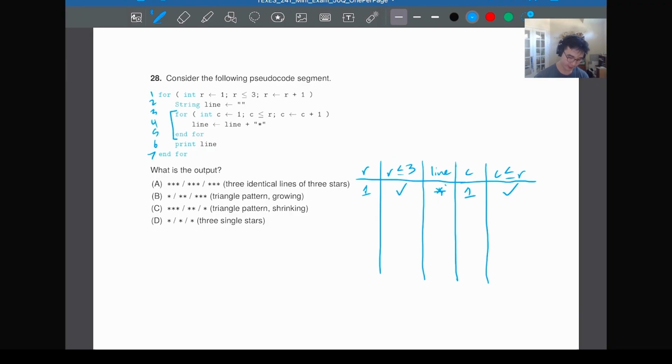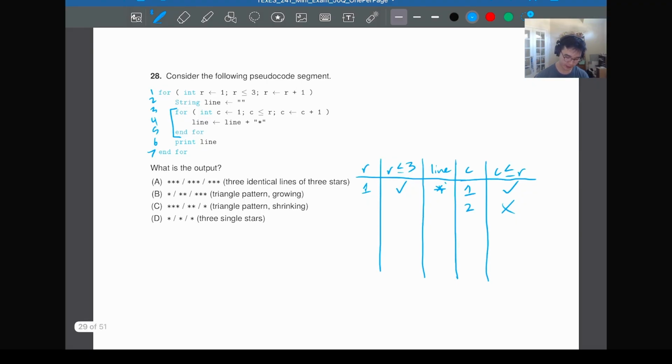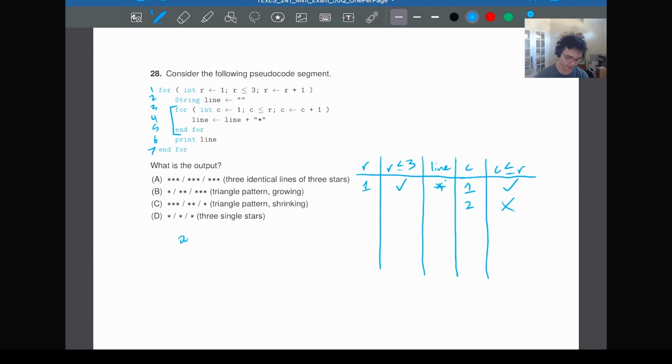Okay, so this is one for loop. I go to line 3 and I do C is now C plus 1. So C is now 2. And then I ask, is C less than or equal to R? 2 is not less than or equal to 1. So that is false. So I go to line 5. Because the condition is false, I exit my for loop. And now I go to line 6, and I print line. So what is printed out, I'll just put my output here, is this line right there.